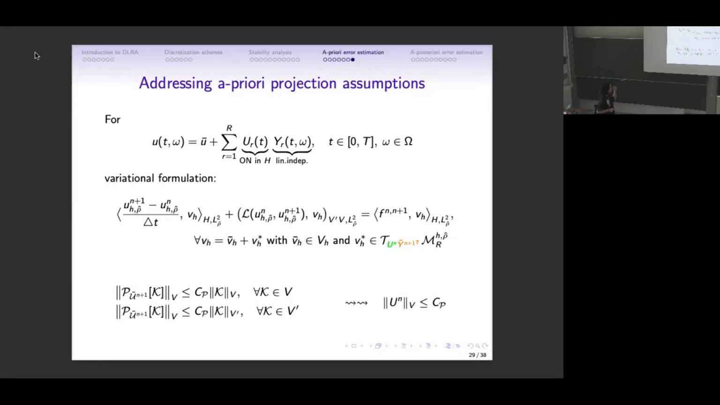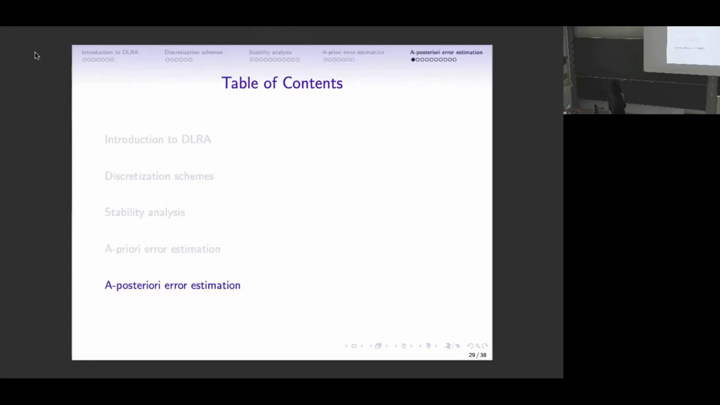And then these two conditions here are replaced by a simpler looking one, which requires the deterministic modes to be bounded in the V norm. So obviously they are bounded in the H norm because they are orthonormal, but now the condition ends up being that you want them to be bounded in the V norm. So it's just, yeah. And so the last part is an a posteriori estimation.